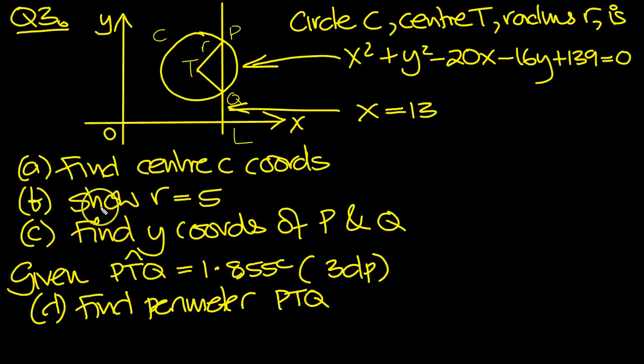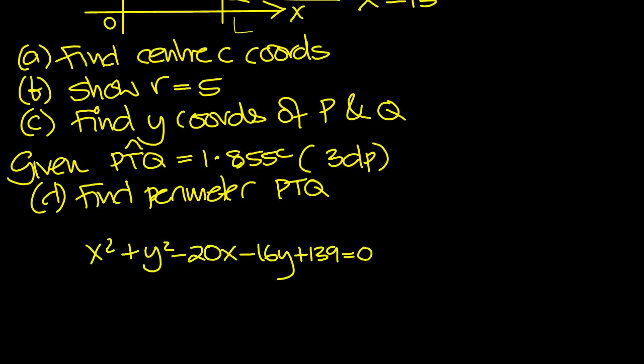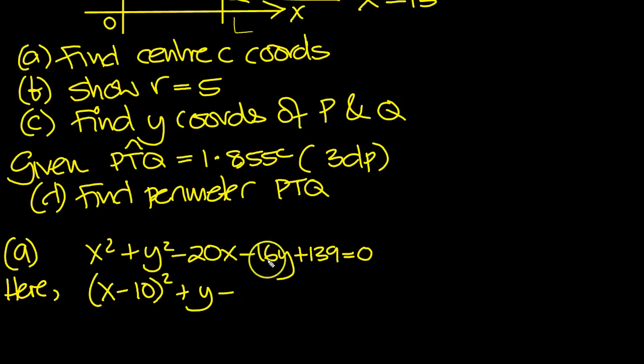So let's have a look at this. First of all, find the center coordinates. So let's work on this equation then, shall we? Here it is here. So let's just drag it down, save us writing it again, and we'll do part A. Write this in standard form. x minus 10 is what we need, isn't it? Half of minus 20 is minus 10, squared, plus y minus, half of this is minus 8, squared. Now here we'll get 100, so we need minus 100. Here we'll get 64, so we need a minus 64 to counterbalance that. And we've already got the 139 here as well, of course, equals 0.